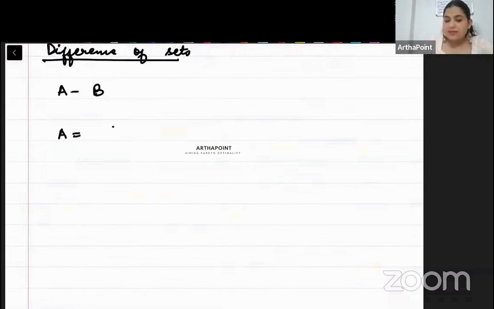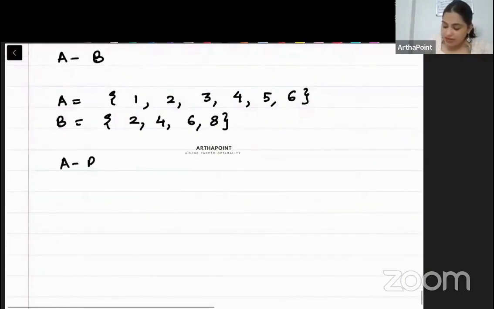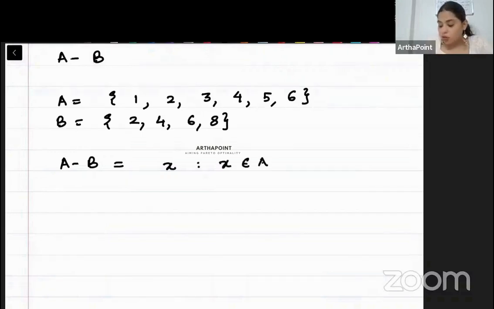I am saying A is 1, 2, 3, 4, 5, and 6. Beta B is going to be 2, 4, 6, 8. When I say A minus B, it means I will remove the elements of B. So how will I write that? X, such that X should belong to A. And I need to remove the elements that belong to B. So, but X should be removed if it belongs to B. Subtract those.